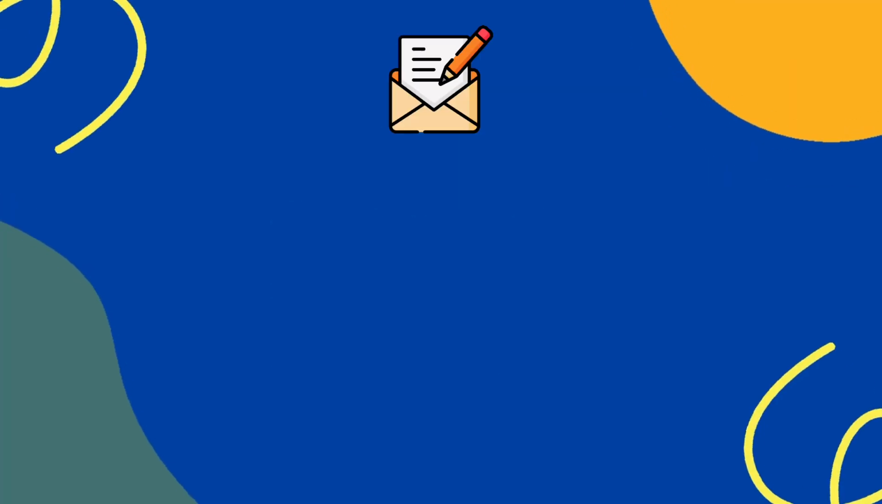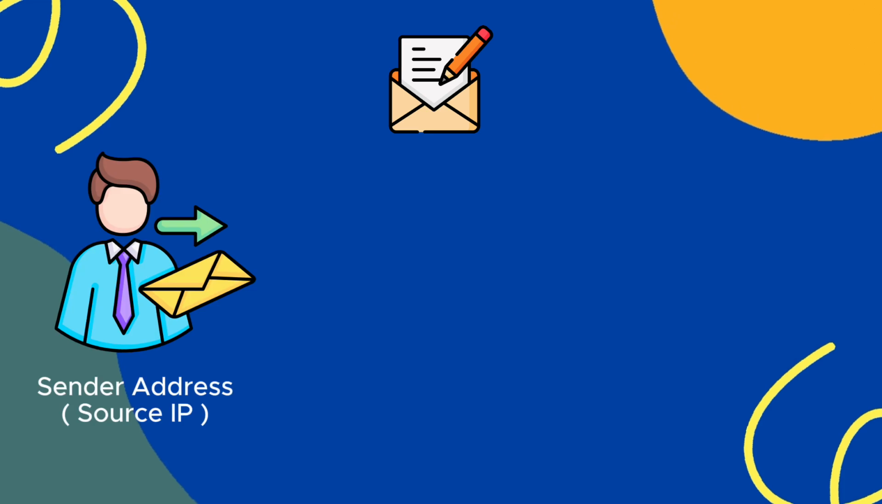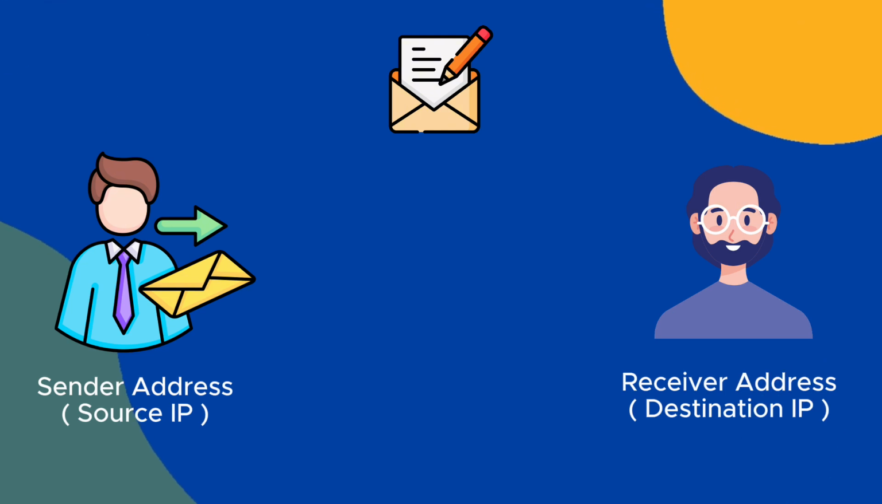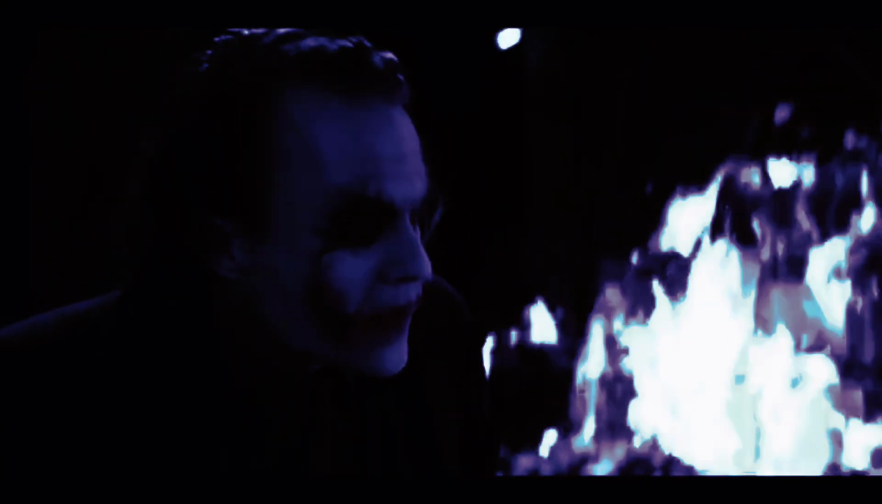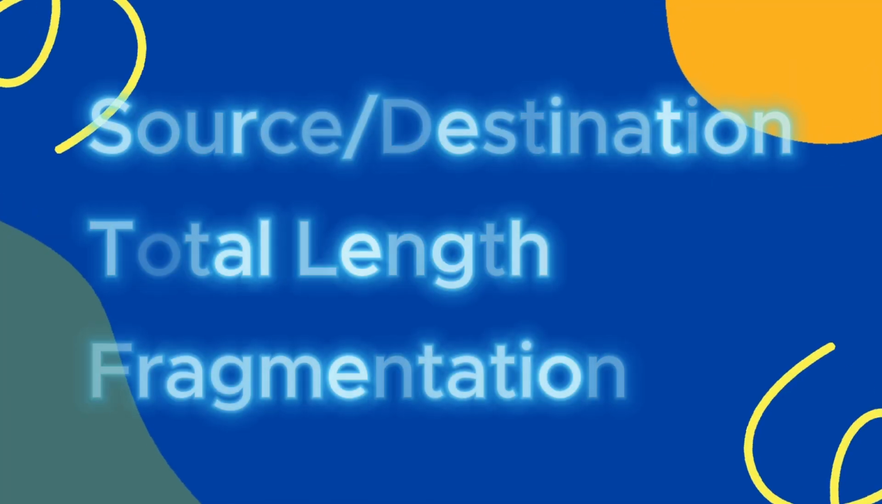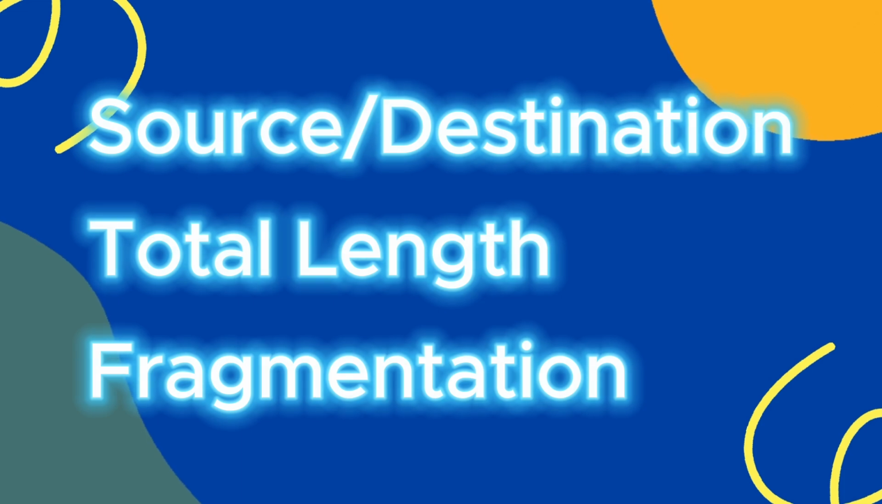Consider you're sending a letter through the postal service. You include the sender's address, which is the source IP, and the receiver's address, the destination IP. So the post office knows where to deliver the letter. That's about sending a message. IP guides data packets, helping them travel across the internet. It includes fields like source and destination, which show where the data is coming from and going to. Total length, the size of the data packet. Fragmentation helps split large packets into smaller ones for easier transfer.